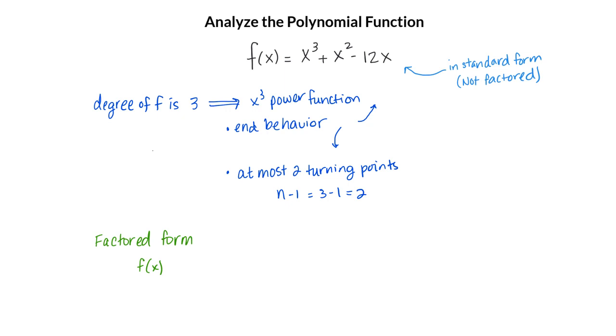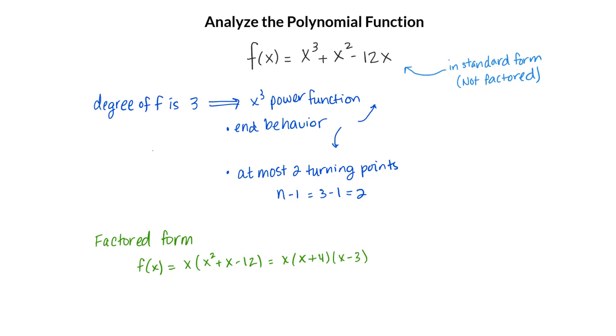Now let's look at the factored form of f, because this function does factor. First, we'll notice that we can take out a greatest common factor of x, which leaves us with x squared plus x minus 12 inside the parentheses. That trinomial can be factored further into x plus 4 and x minus 3. So there are 3 factors in this function: x, x plus 4, and x minus 3.